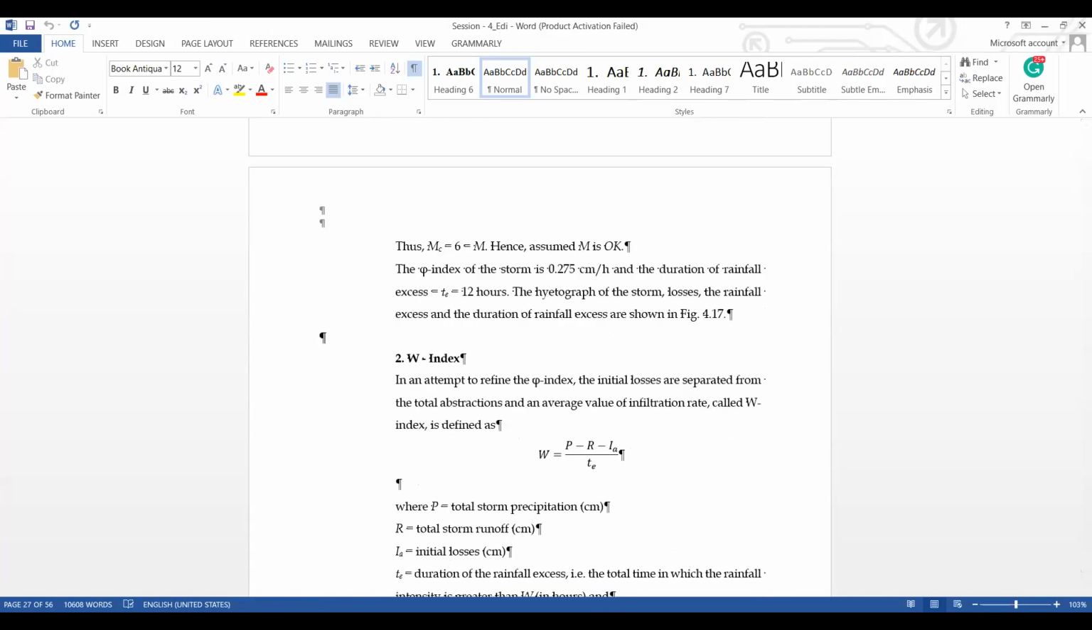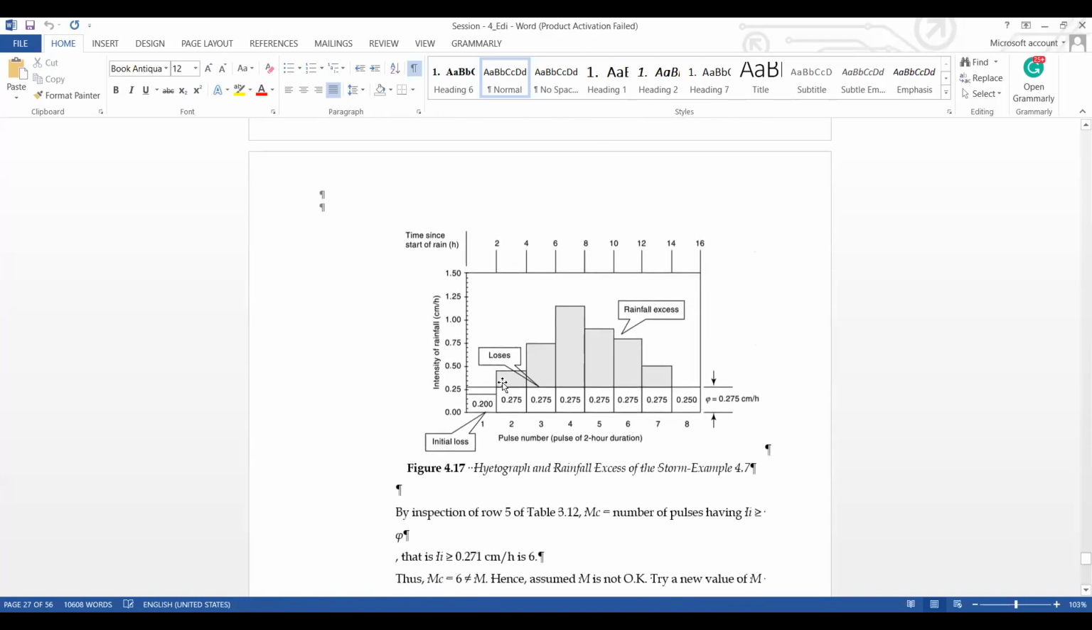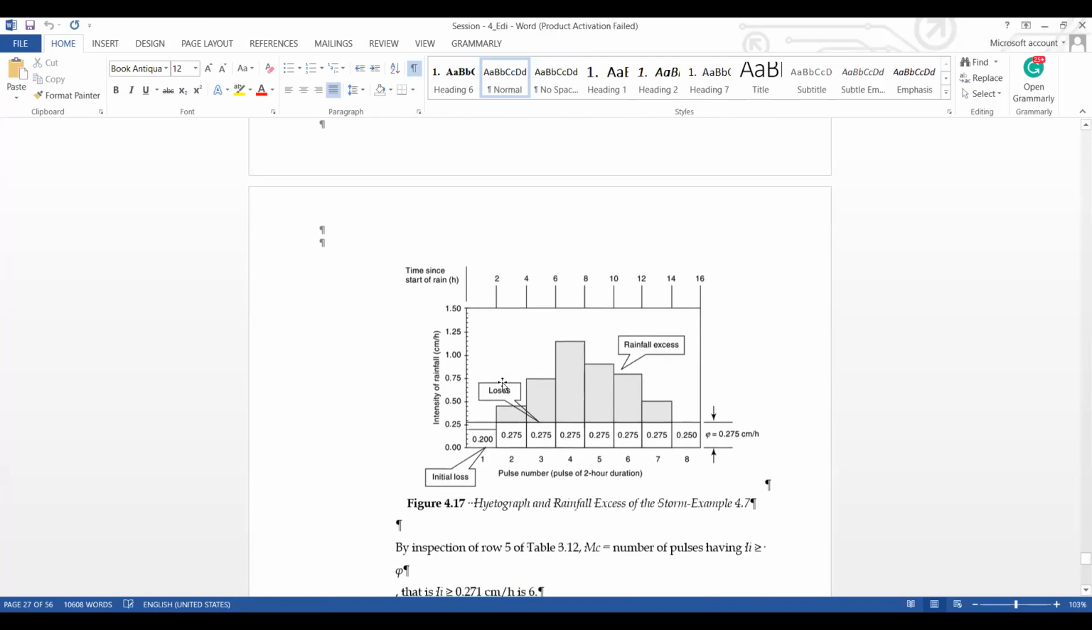Can you see this word file? Hello? Can you see this word file? Yes, sir. Can you hear me? Yes, sir.